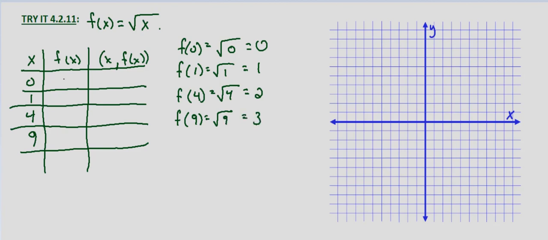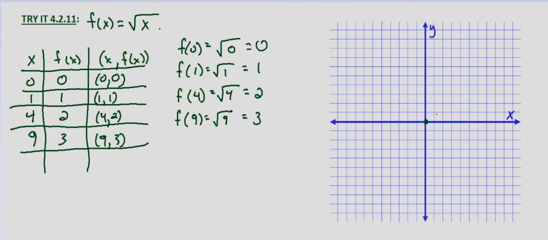So when x equals 0, f of x equals 0. When x equals 1, f of x equals 1. When x equals 4, f of x equals 2. And when x equals 9, f of x equals 3. That yields the points (0, 0), (1, 1), (4, 2), and (9, 3). So we plot those points.